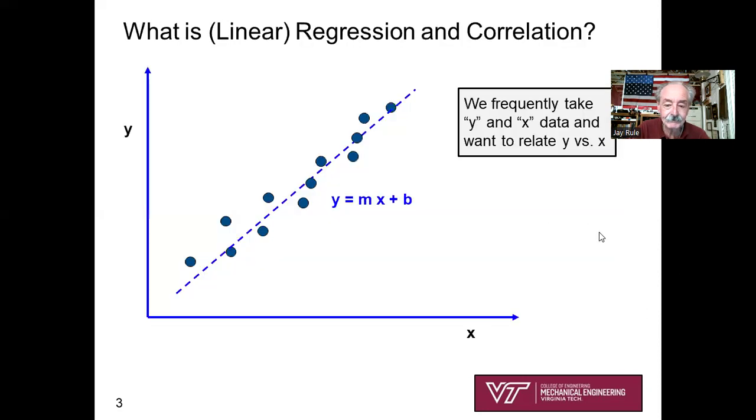So here we go. What is linear regression and correlation in the first place? Well, I hope this looks familiar to you. Let's say you've taken some data, Y and X. Those are data pairs, and you've plotted Y against X on a graph. You see that a straight line could sort of fit those data points, and we'll describe that line as Y equals mx plus b. We're going to try to figure out what m and what b are.